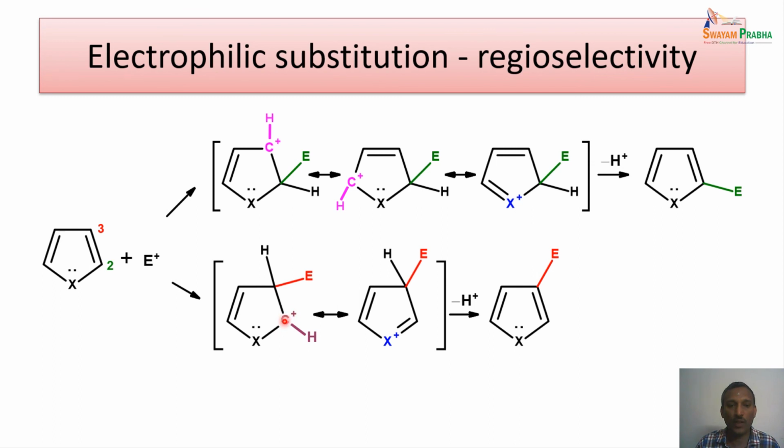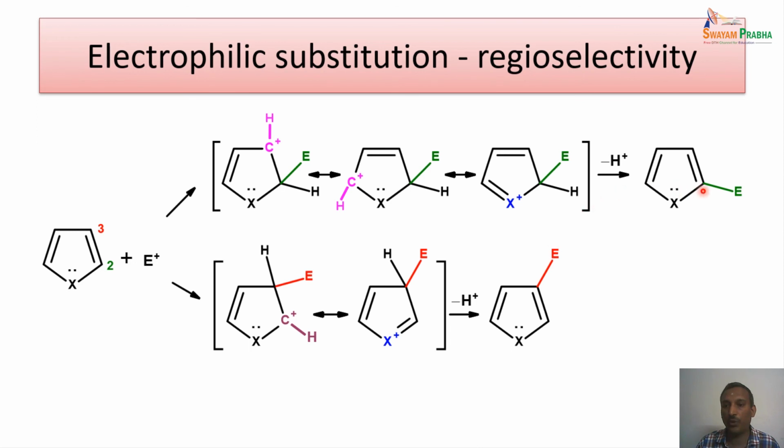Again, this carbocation is just adjacent to the heteroatom having lone pair. So this carbocation can also be stabilized by the lone pair of electrons from the heteroatom. So the heteroatom gets a positive charge, and this can lose a proton to gain the aromaticity of this particular system. So now the addition took place at the position 3.